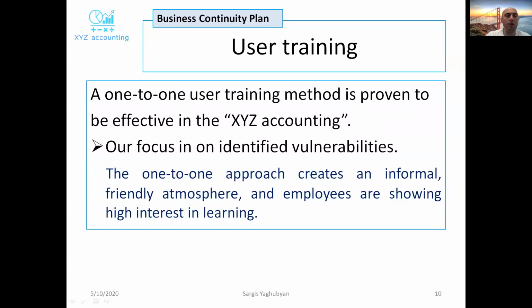Also, our main goal is to educate our users and employees to identify and understand phishing attacks. In our sessions, we use a one-to-one user training method, which has proven to be effective in our company. It's an informal approach in a friendly atmosphere, and our employees are showing high interest in learning and following procedures.